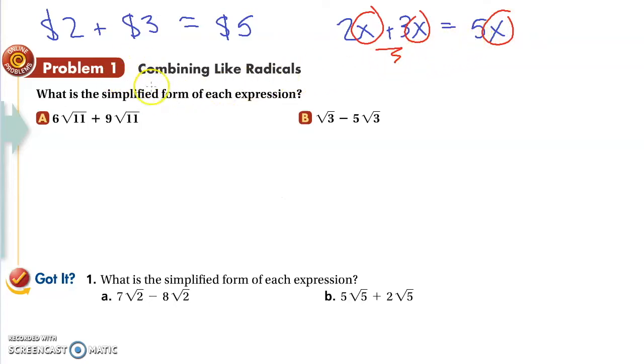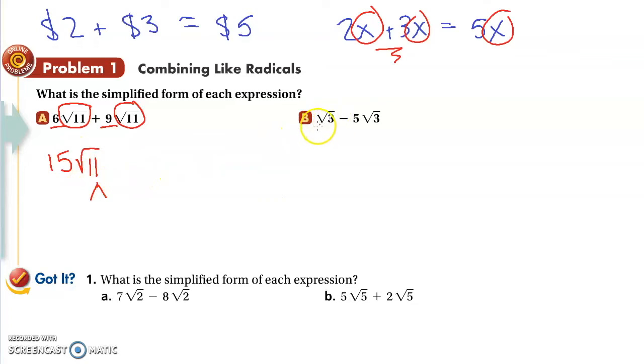Now, let's look at problem 1. What is the simplified form of each expression? What is 6 square root 11 plus 9 square root of 11? Well, I notice that they're both in terms of square root 11. So these are considered like, therefore we can add them. We would just add 6 plus 9 is 15, and we leave it as 15 square root of 11. There's nothing else I can do because square root of 11 can't break down any lower. I can't use a factor tree method. This is a prime number. So our final answer would be 15 square root 11.